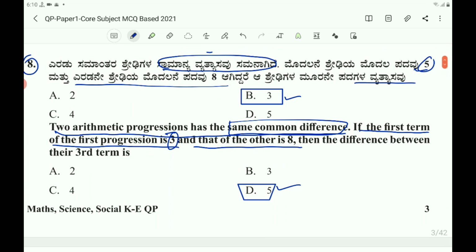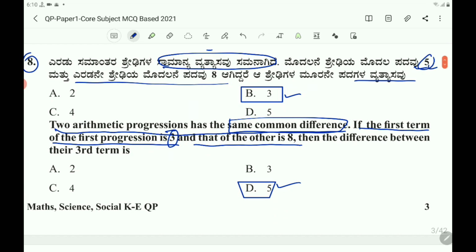Here in the Kannada medium, the first term is 5 and 8 in the second one. And in the English medium, the first term is 3 and 8. The first term of the first progression is 3, and the first term of the second progression is 8. The difference between 8 and 3 is 5. So the difference between the third terms is also the same.